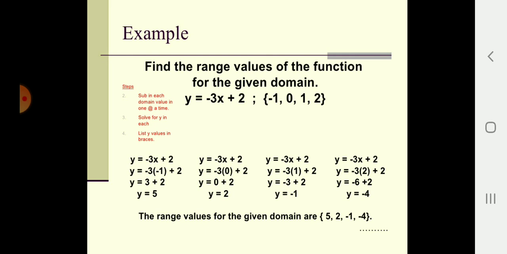Then y equals negative 3 times 1 plus 2, y equals negative 3 plus 2. So the answer is y equals negative 1. Then y equals negative 3 times 2 plus 2, y equals negative 6 plus 2. The answer is y equals negative 4.